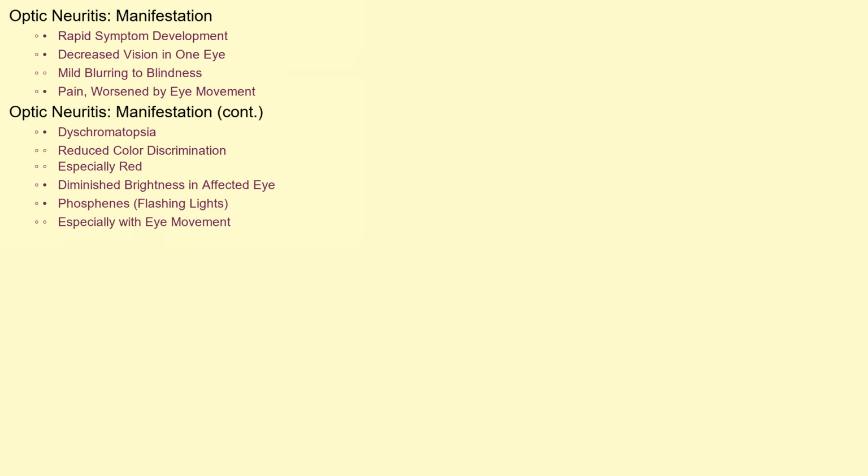Many individuals experience a reduced ability to distinguish colors, a condition known as dyschromatopsia, with red being particularly affected. Brightness may appear diminished in the affected eye. Flashing lights, or phosphenes, may also be reported, especially with eye movement. These symptoms can be quite alarming, and it's essential to seek medical attention promptly if you experience any of them.